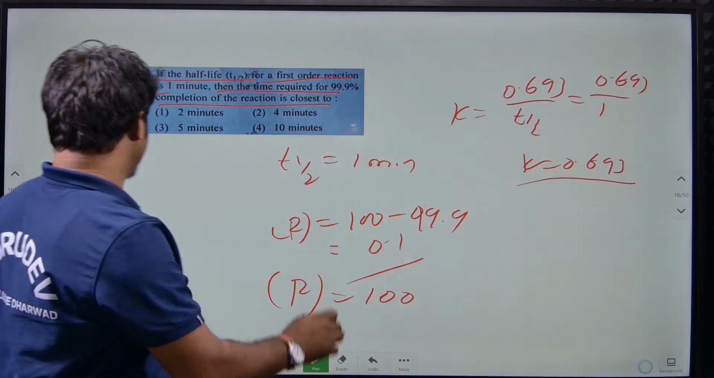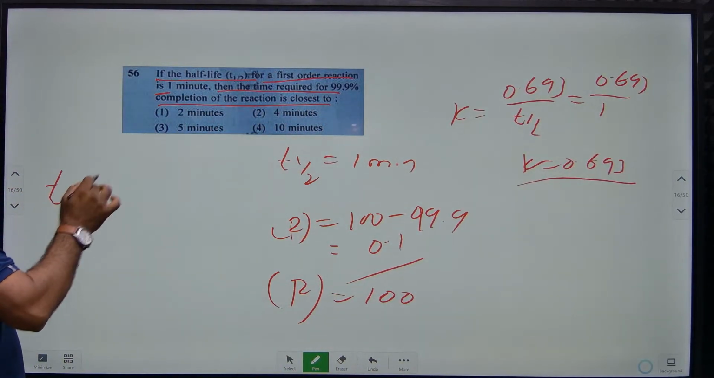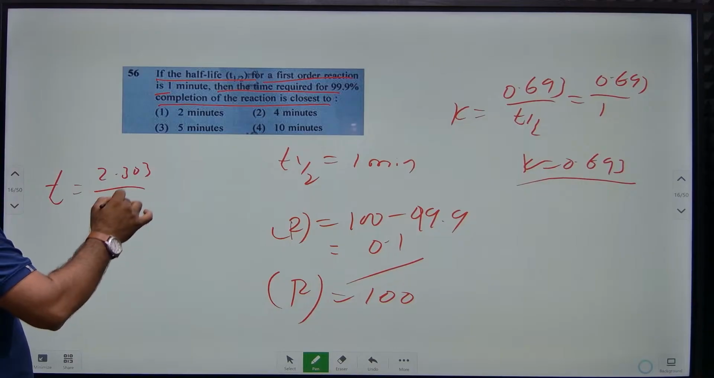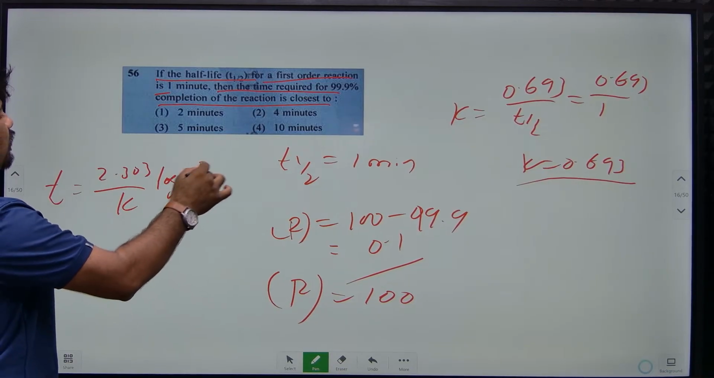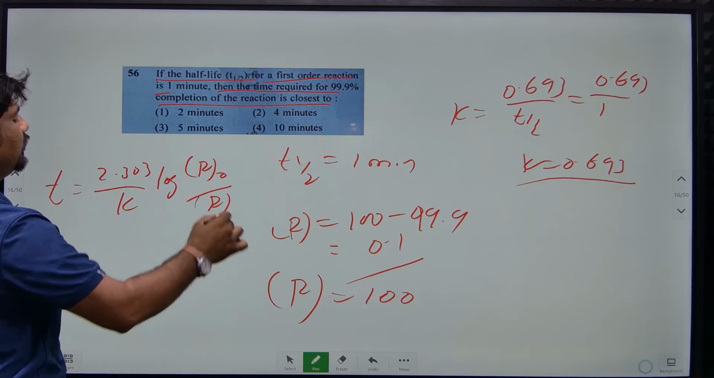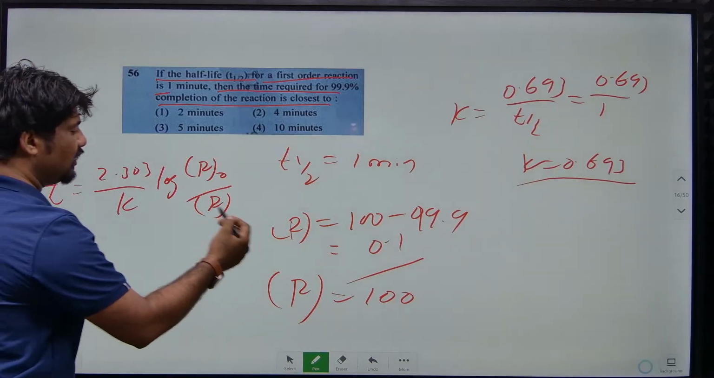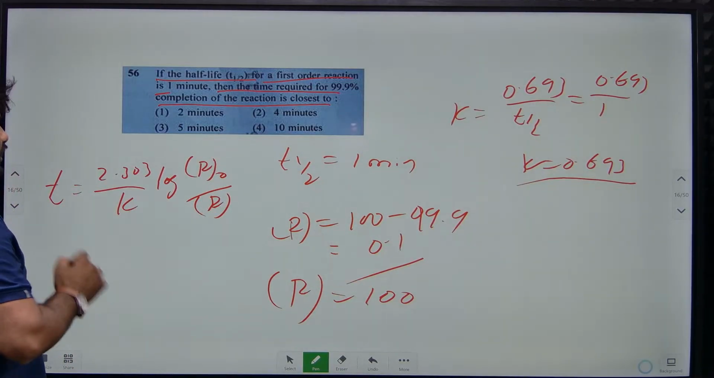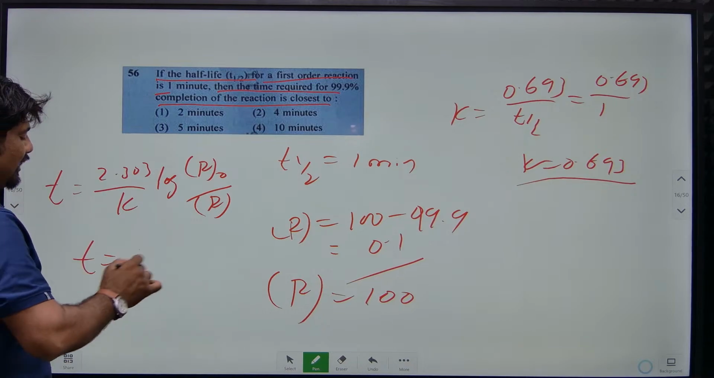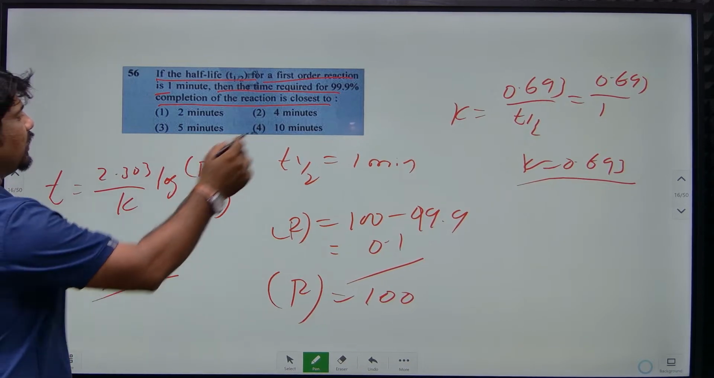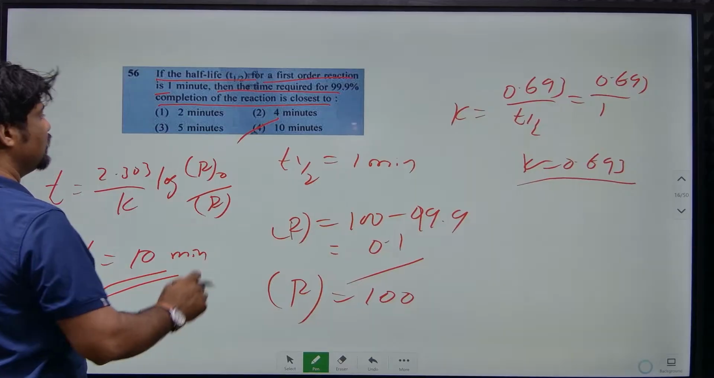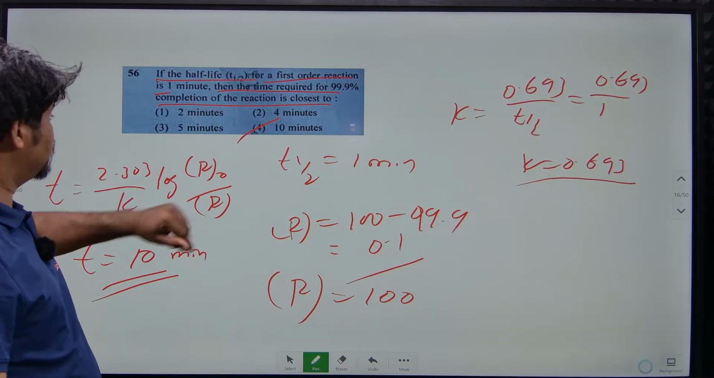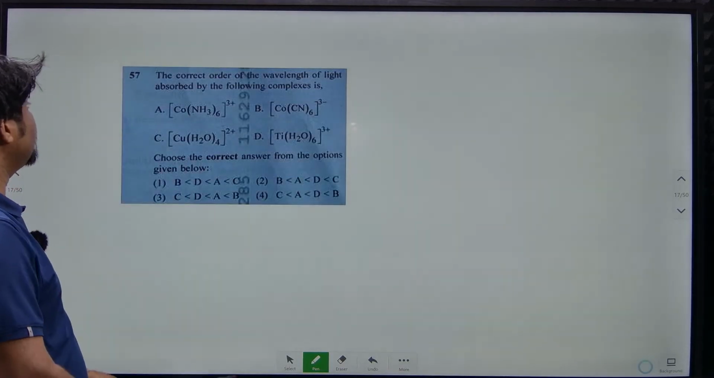So what is the time required? Put the K value in the time equation, t is equal to 2.303 divided by K into log of R0 divided by R. Put the R0 value as 100, R value as 0.1 and put the K value. So do the simplification. Then I am going to get the nearest value as 10 minutes. The right answer is 4 for the question. Well, go to the next one.